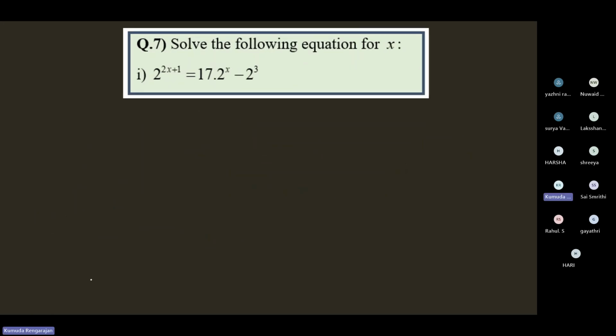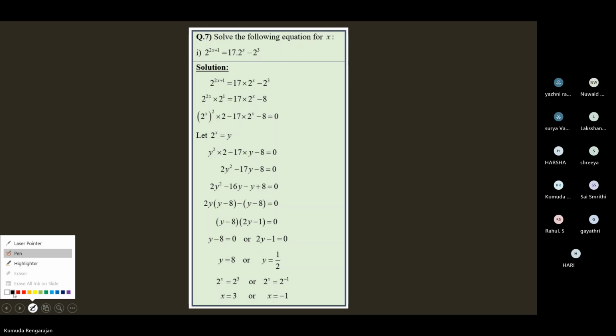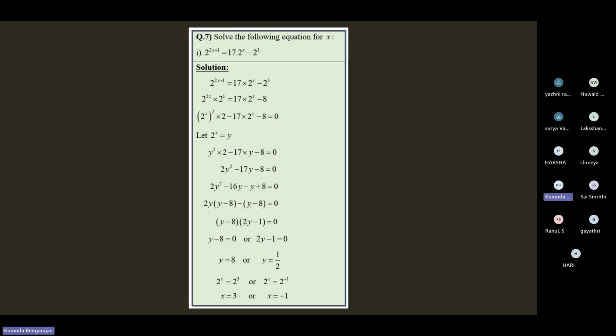Now see the answer. I'll just take you beyond this. This is the quadratic equation. Split the middle term. Find the two values for y. y is equal to 8, y is equal to 1 by 2. So y is equal to 8. Who's y? y is 2 to the power x. We replaced 2 to the power x with y. So if y is 8, it means 2 to the power x is 8. That means 2 to the power x is equal to 2 cubed because 8 is 2 cubed. Now bases are same. Equate the powers. x is equal to 3.